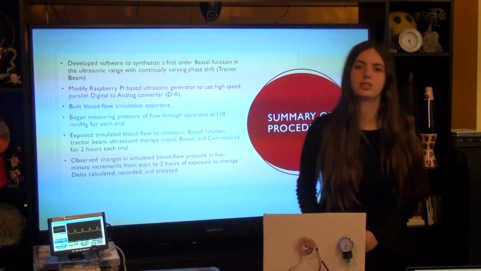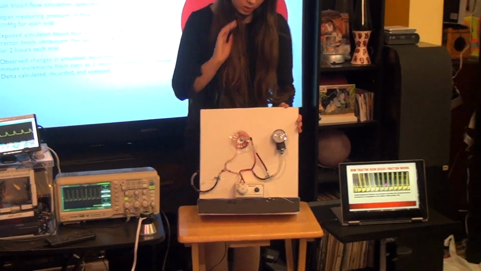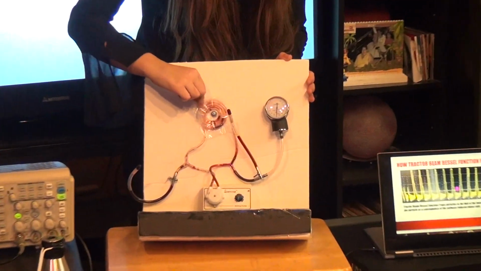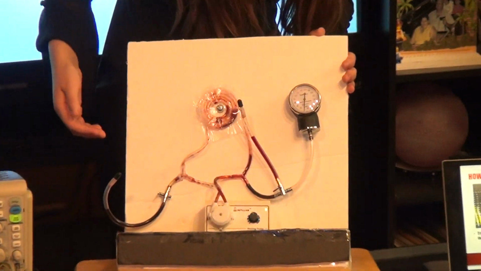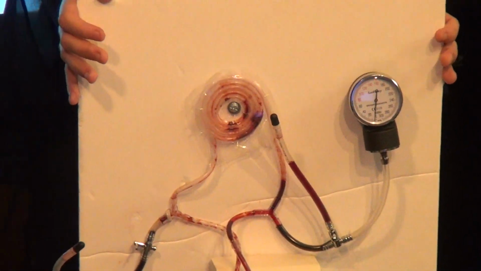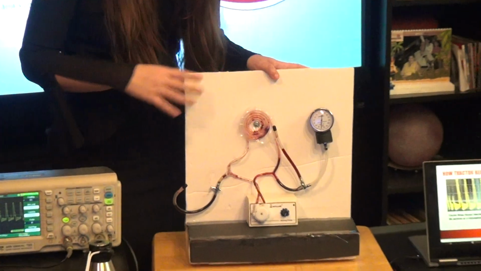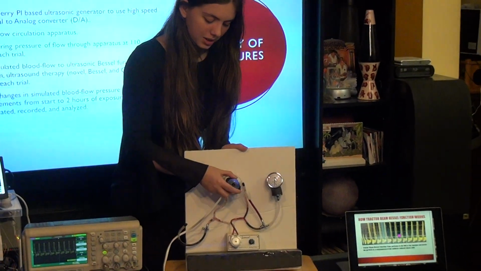The data was collected using this blood flow circulation apparatus. This is composed of tubing that is concentrated here, a peristaltic pump to help simulate blood flow, and a pressure gauge. The blood simulant was inserted into the system, and here where the tubing is concentrated, the ultrasonic therapy method was applied for 120 minutes.